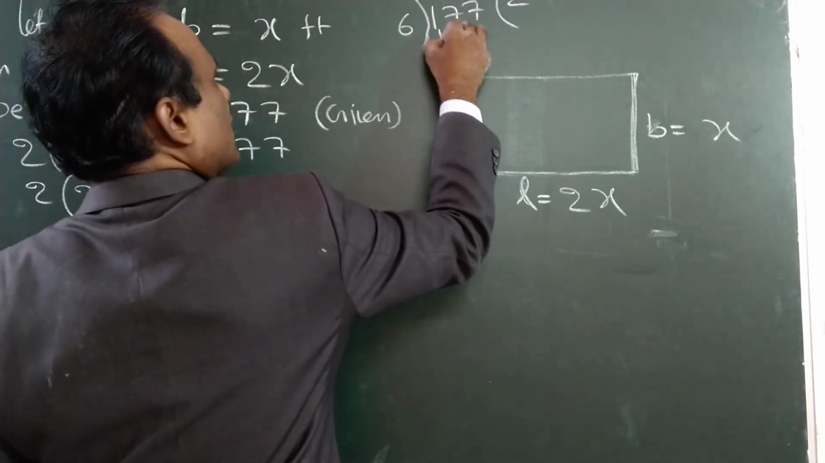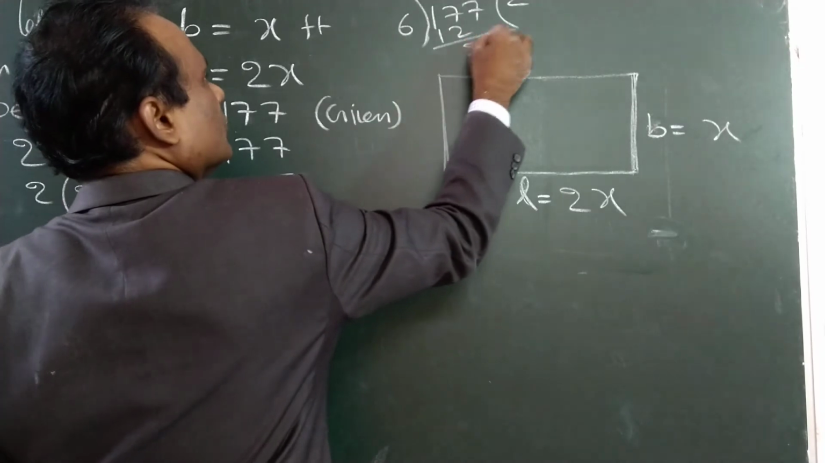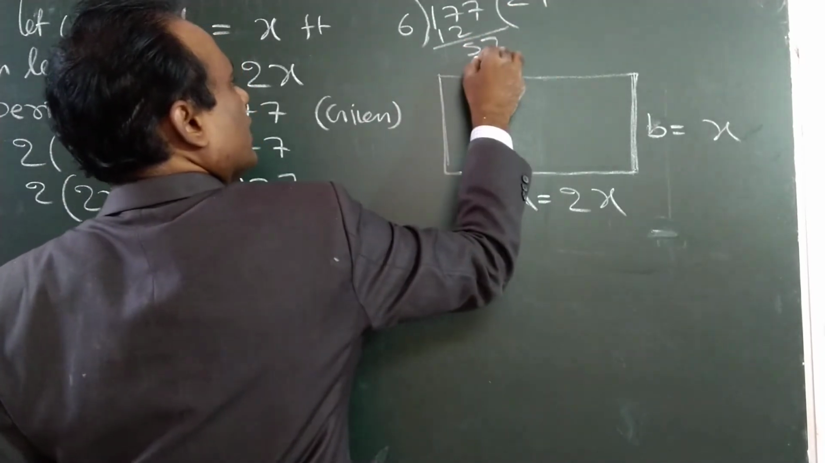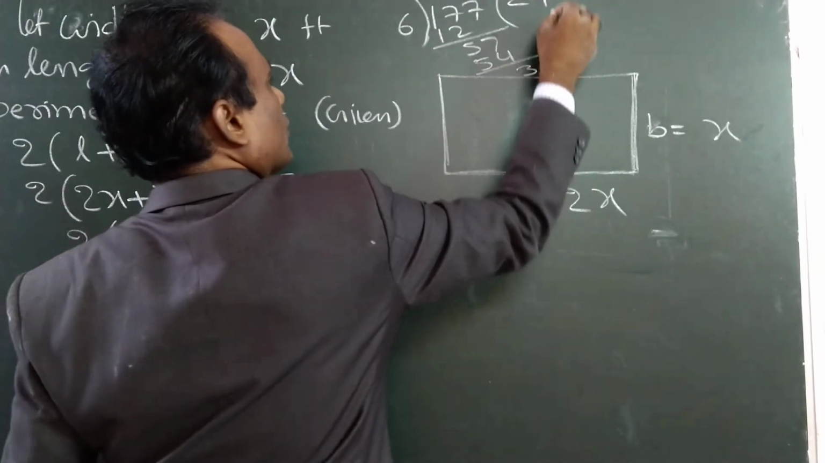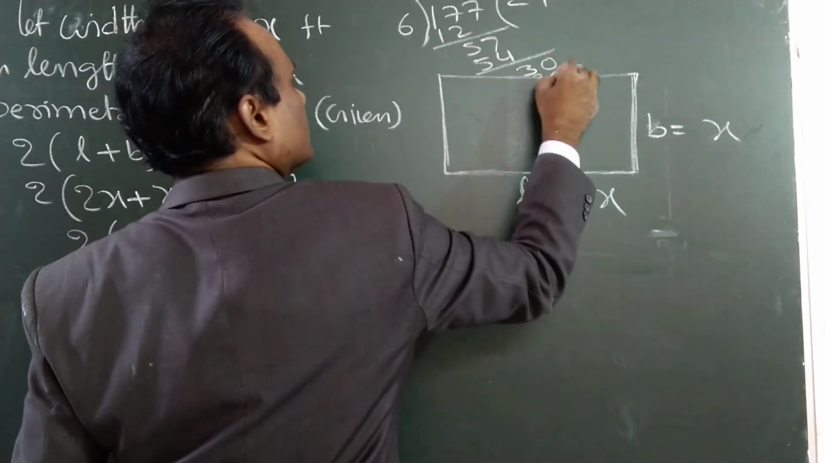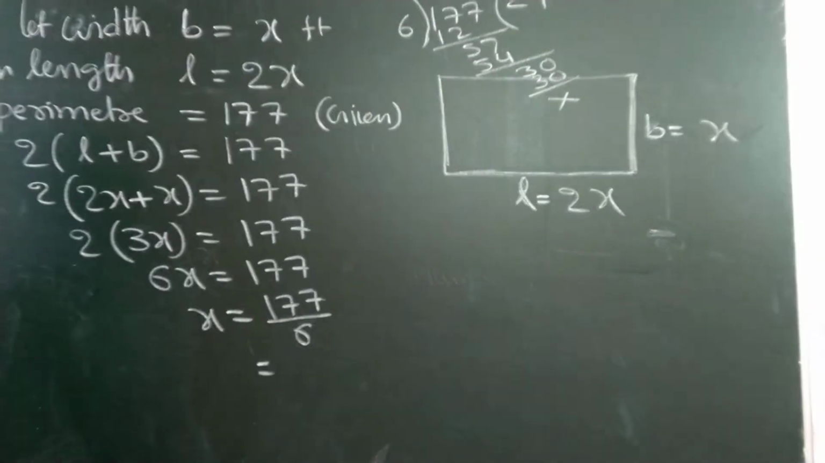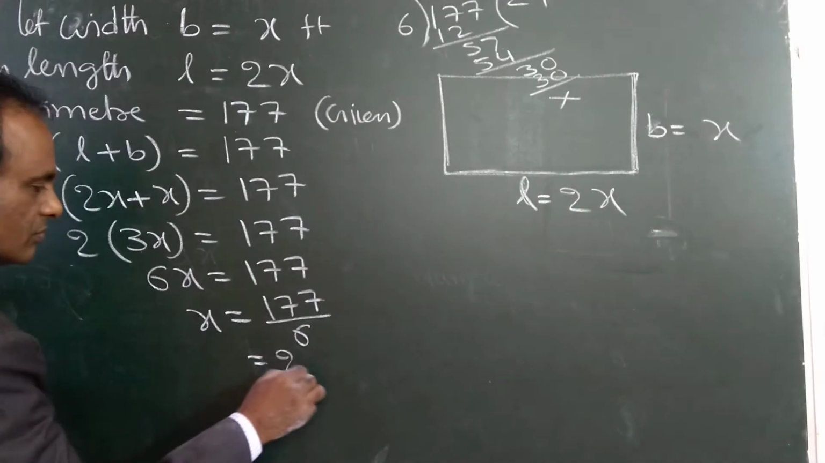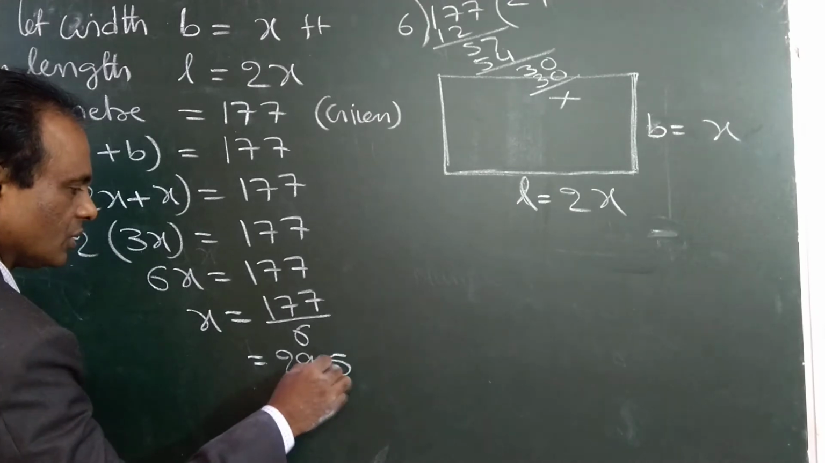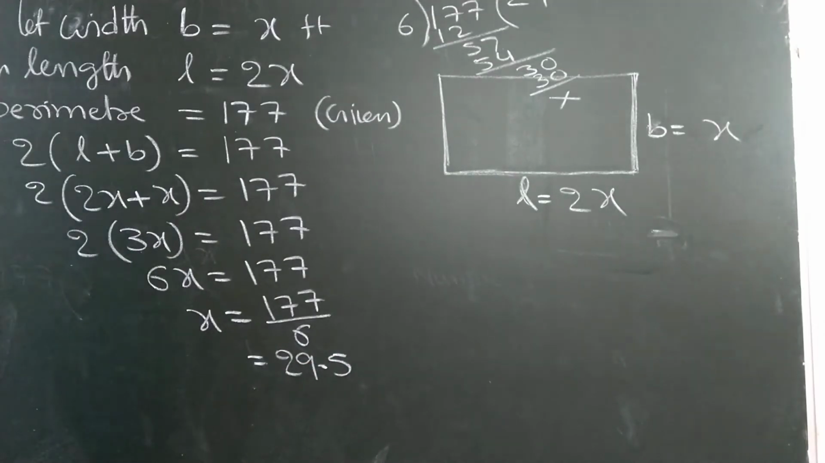Six twos are 12. Six nines are 54. The result comes to 29.5.